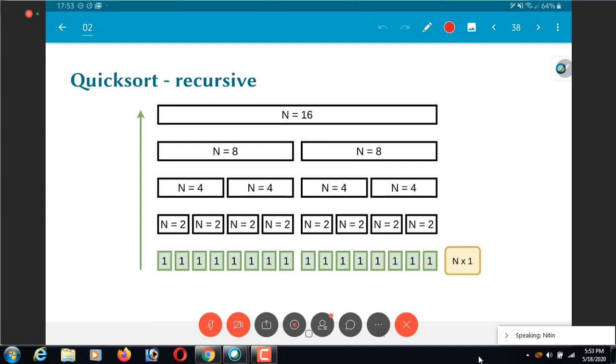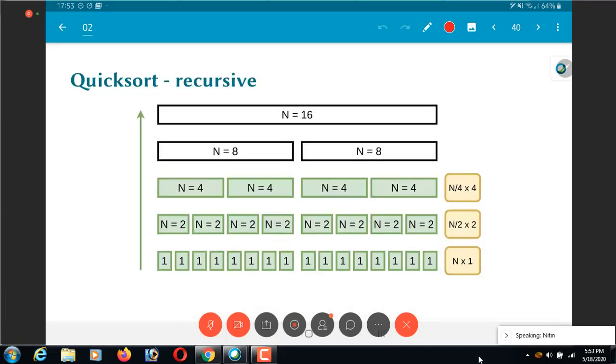Effectively, I need to scan through n partitions, each of which has one value. It's not very clear what it means to scan through a partition with one value. There's no comparison to make over here. But when I go to 2, I find that I can compare adjacent numbers and swap their positions if they need to be swapped. Going further up, I can make use of the information from 2 to solve the problem for 4, and similarly go up to 8 and finally to 16.